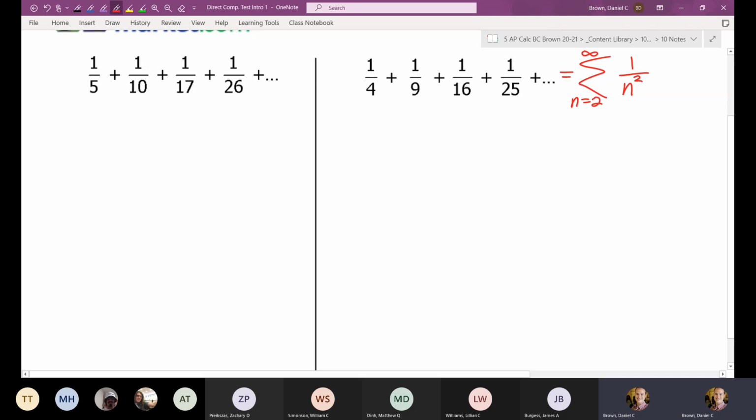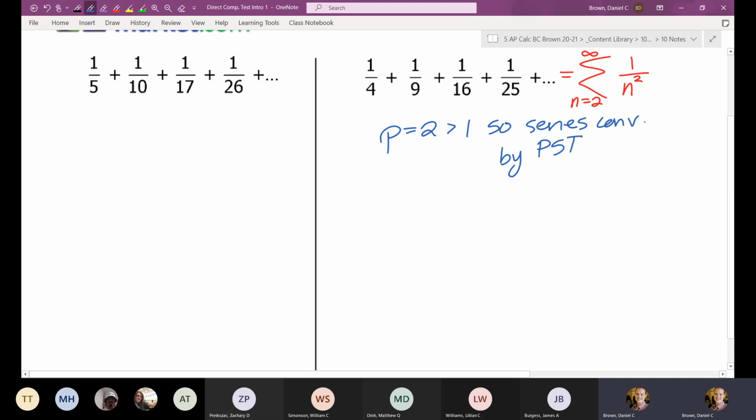Most important part there is that we're comparing it to 1 over n squared, which is a p-series. So let's just go ahead and justify it. What do I know about that p-series test? p would be equal to 2. Why is that important? That's greater than 1. If p is greater than 1, what do we know about that series? It converges. How do we know?